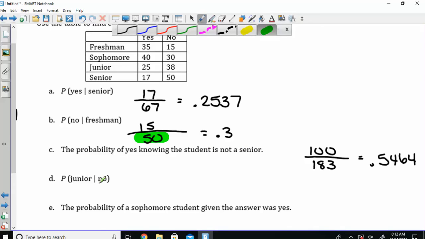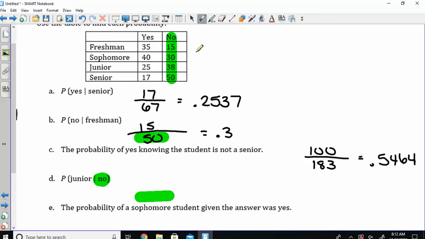D. Probability of junior given no. So my given is my denominator. That's all I'm looking at in my table. So how many said no? Out of those, I want only the juniors. So that's 38 out of 133. So that's 0.2857.